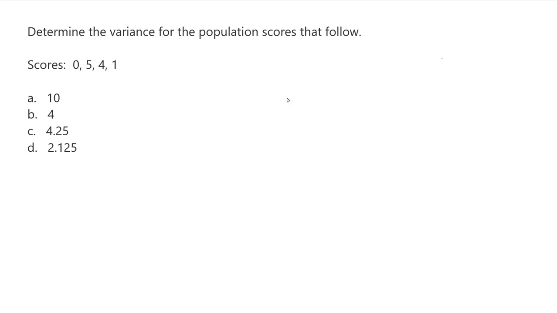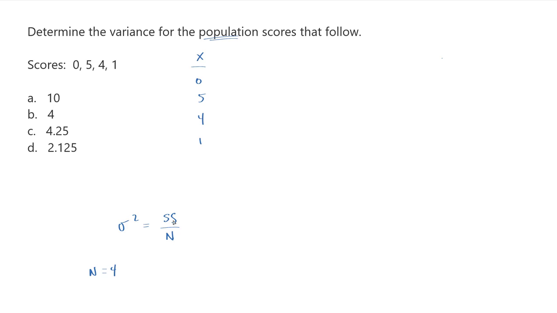Determine the variance for the population scores that follow. So my scores are 0, 5, 4, and 1. And we're going to be finding variance for population. So population variance is equal to the sum of squares over n. Now we know that n is simply the number of scores, so I have 4 scores.